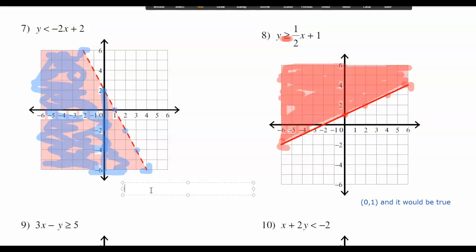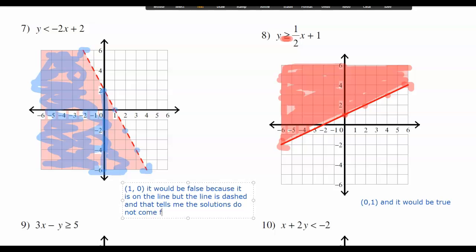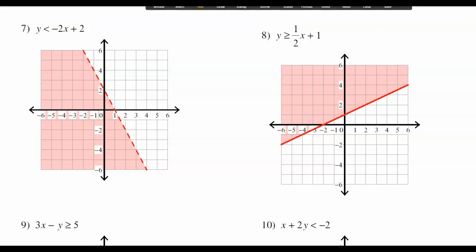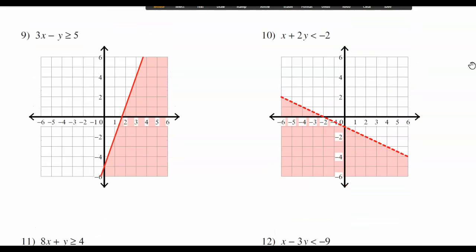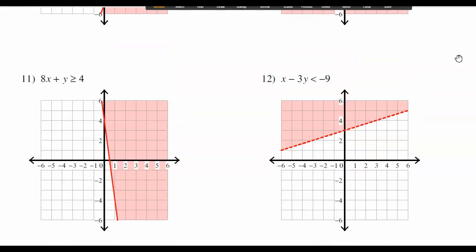In 7, if you picked the point 1, 0, it would be false because it is on the line, but the line is dashed, and that tells me the solutions do not come from the line. So those are the big key points we need to take in from this problem. Okay, 9 and 10. 11 and 12.